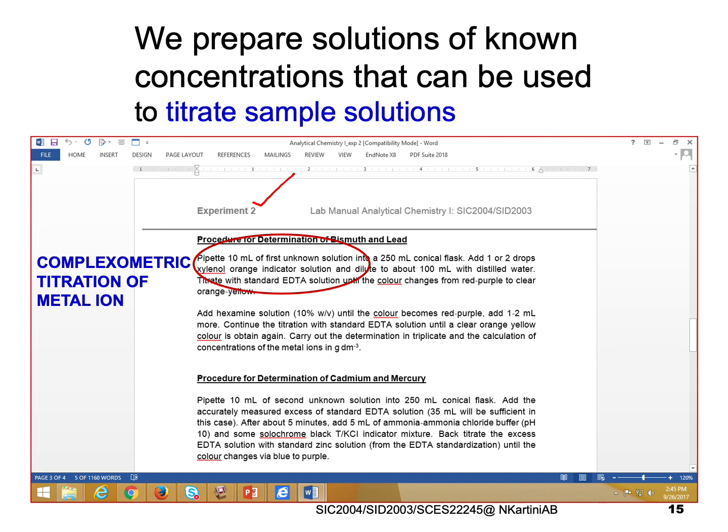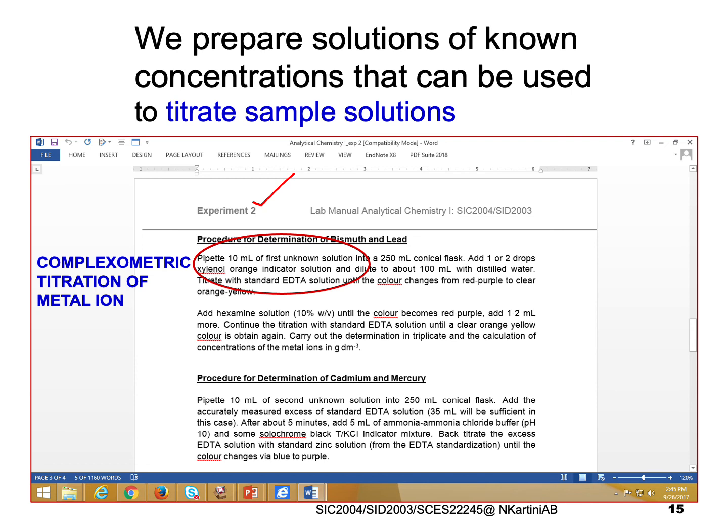We can say that the more specific technique is complexometric titration of metal ions. So in this case, you need to pipette 10 ml of the unknown into a conical flask and then add xylenol orange and dilute to 100 ml with distilled water and use it for the titration of this unknown with a standard EDTA.